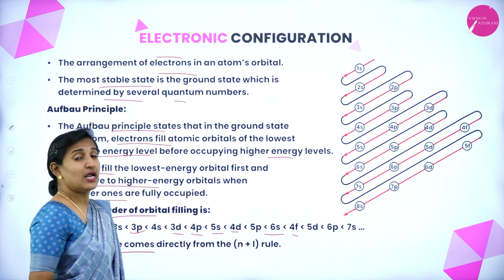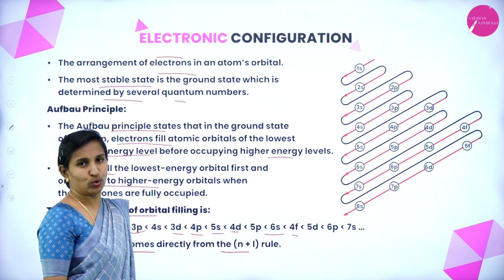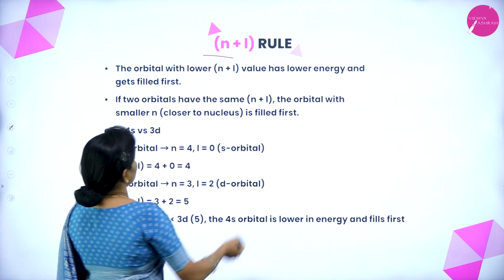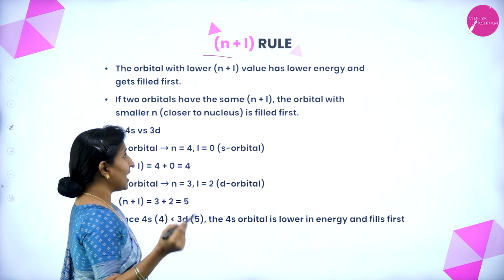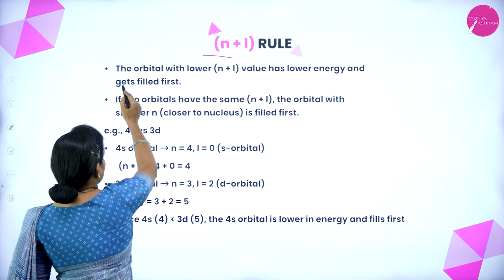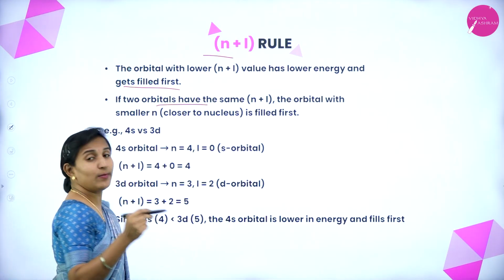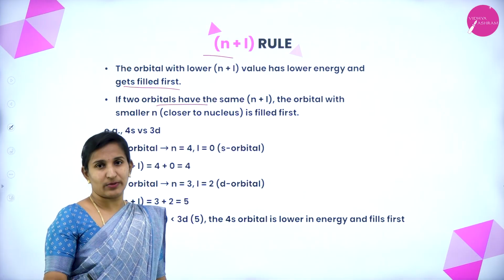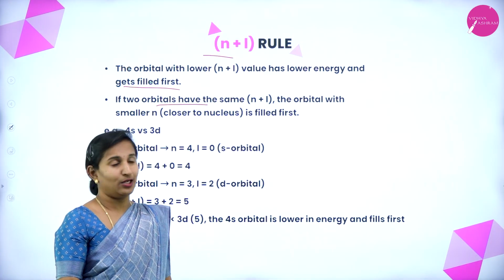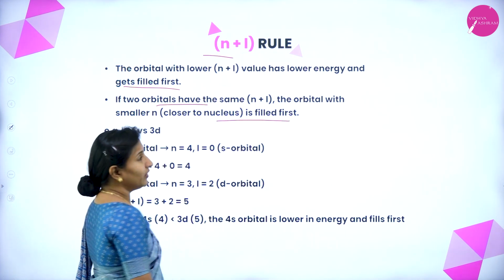This sequence comes directly from the n plus l rule. According to the n plus l rule, the orbital with a lower n plus l value has lower energy and gets filled first. If two orbitals have the same n plus l value, the orbital with the smaller principal quantum number, that is the n value, has its electrons filled first.